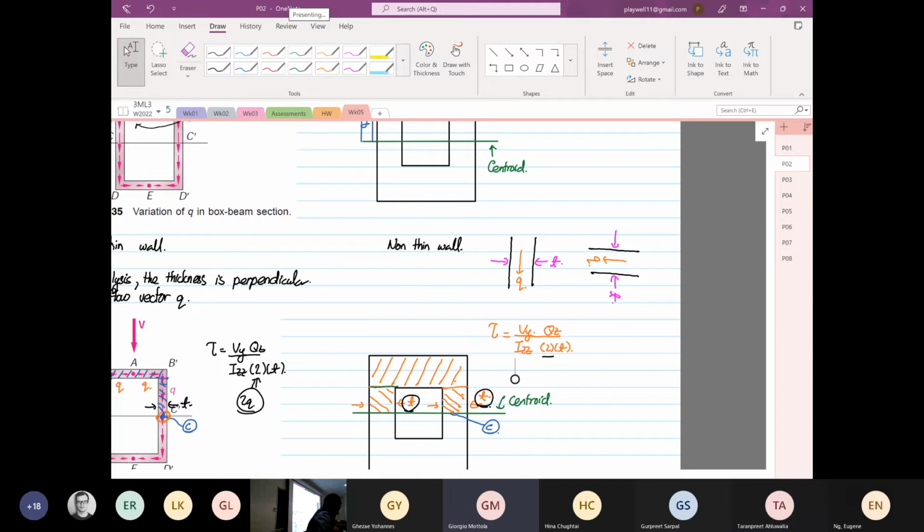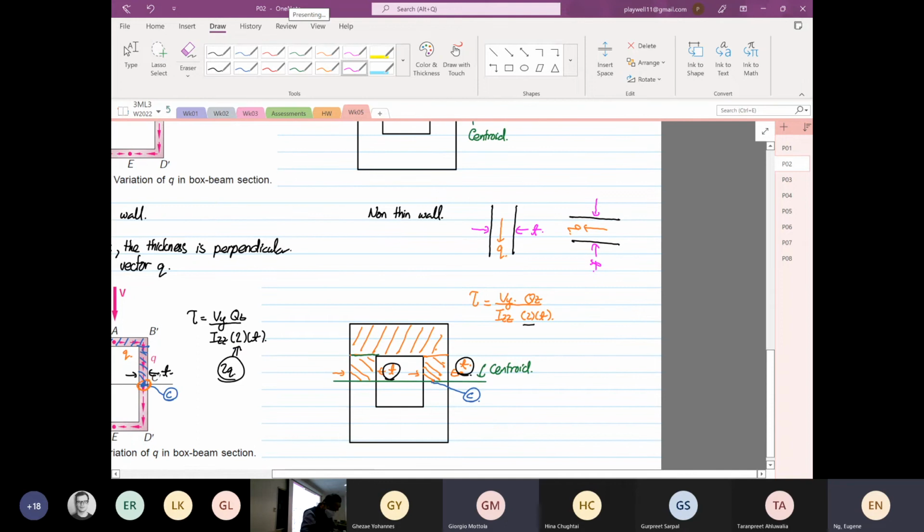For thick wall, yeah, because you want to find the centroid over here. You have to consider T on the left-hand side and T on the right-hand side, because the load is shared in between. One will take half the load, the other one will take the other half the load. Okay?